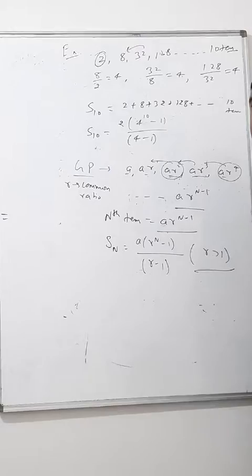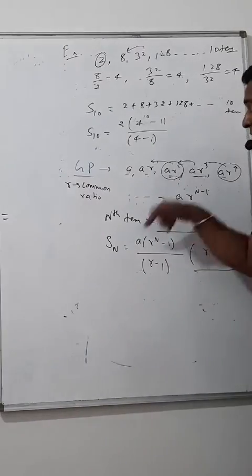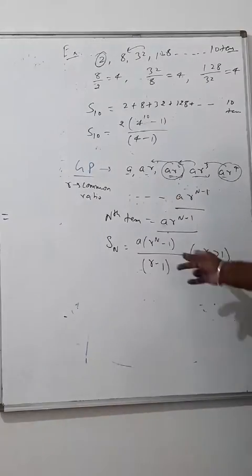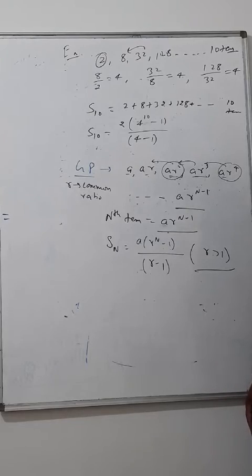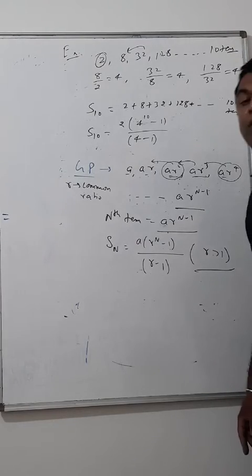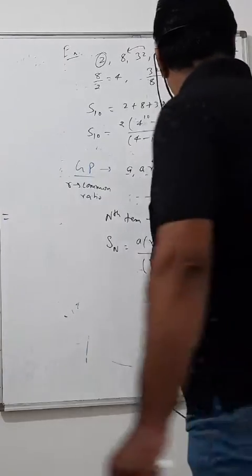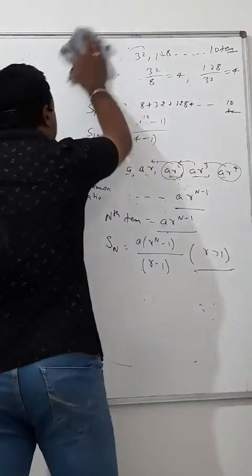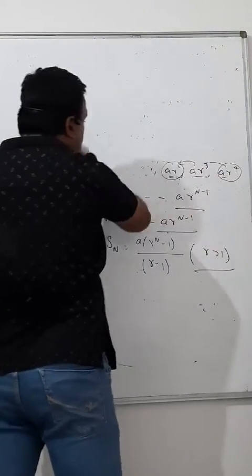But let me tell you, an AP is rarely used. You may take some examples. A GP of this form, where r is greater than 1, is also rarely used. Now I am turning to a last point which is very highly used in the whole of physics.